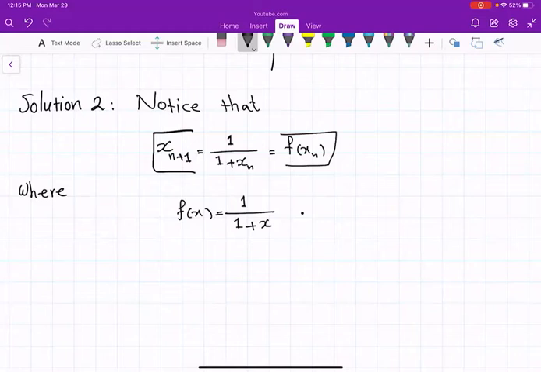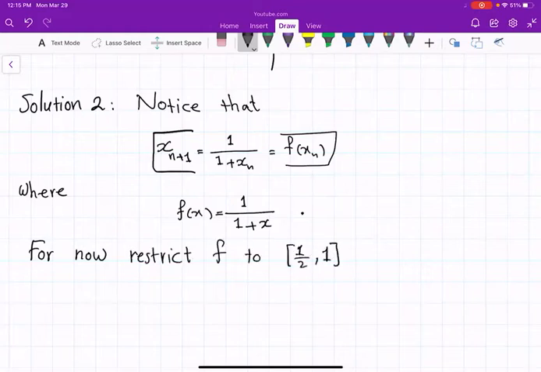So f, where is f defined? Your x1 is from 0 to infinity, which is not compact, which is not a complete metric space, because 0 and infinity are excluded. However, the following trick works. For the time being, for now, restrict f to the closed interval [1/2, 1] as your metric space X.